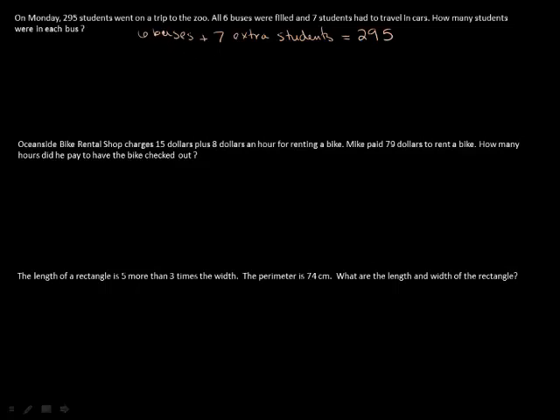Well, 6 buses contain students. I'm going to call that 6B, plus 7 is equal to 295. I'm going to subtract 7 from both sides. So I'm going to get 288. Divide both sides by 6. And I'm going to get that B is equal to 48 students. So there were 48 students on each bus.